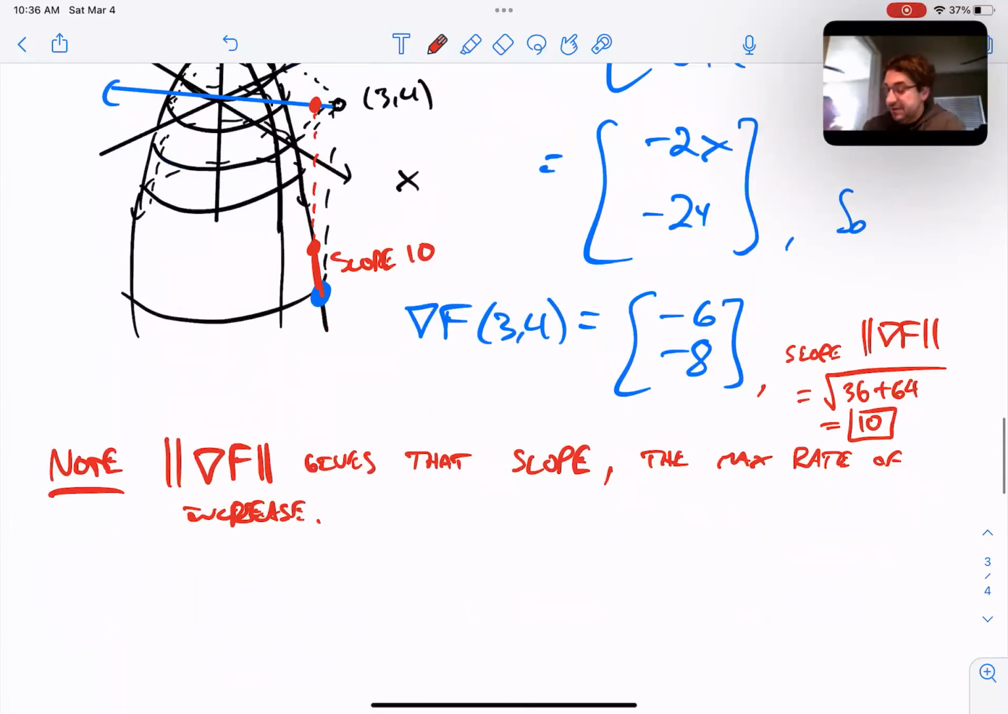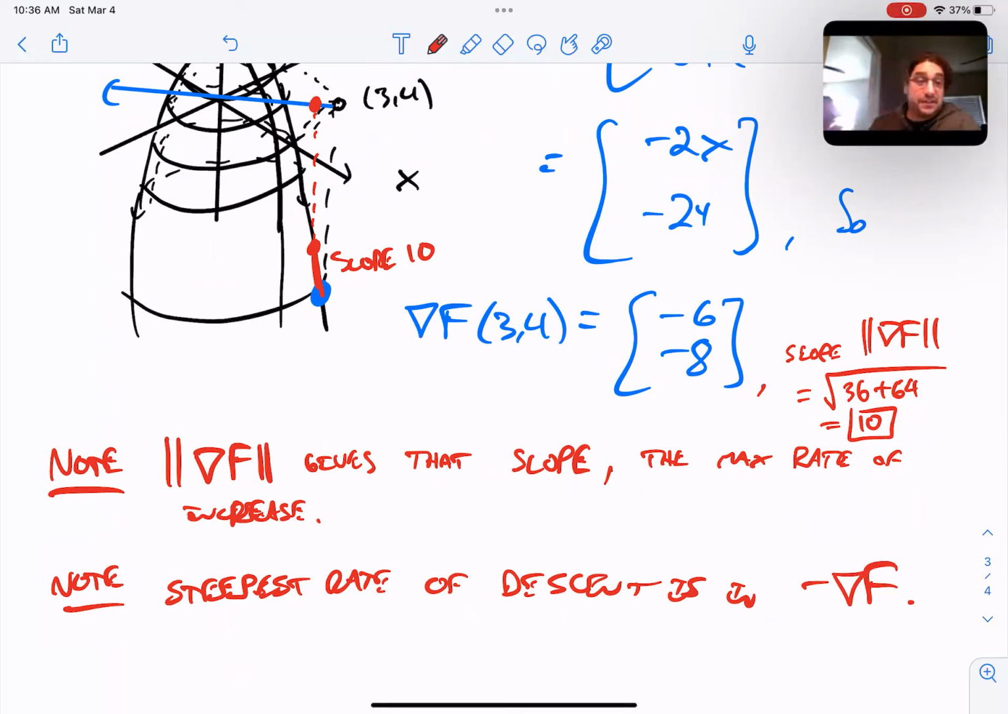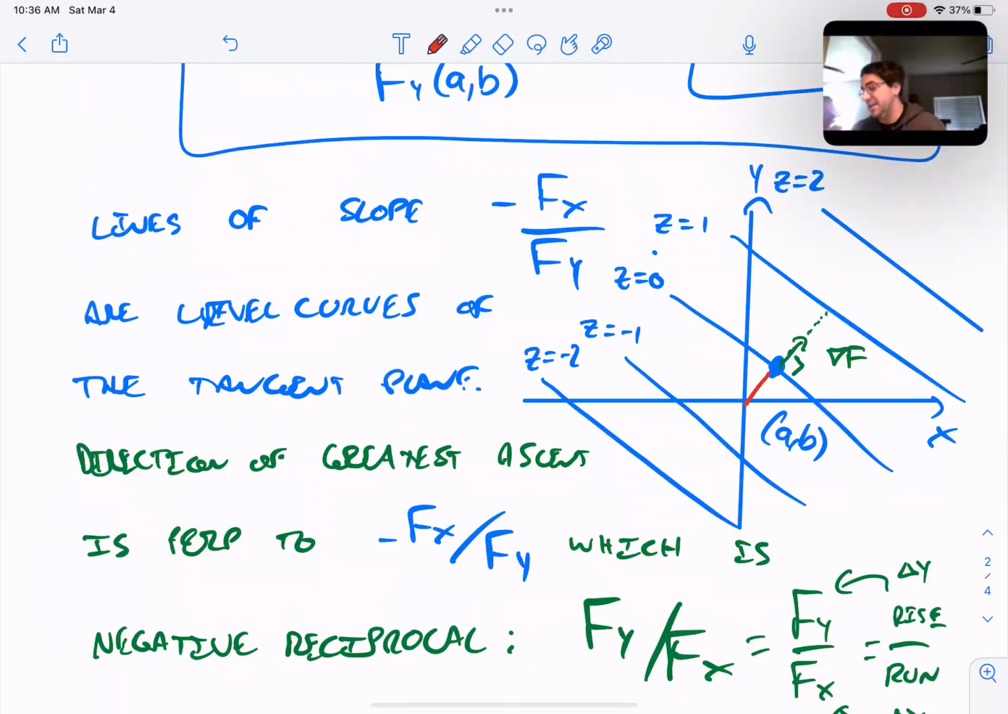Also note if you want the steepest rate of descent, in what direction? Well, just go backwards along the gradient, right? The negative gradient will give you the steepest rate of descent, right? Because then you'd have slope -10 going back down that way. Or in a more general setting, you could think of negative gradient as the direction that will let us descend through the level curves of the tangent plane as quickly as possible, right?